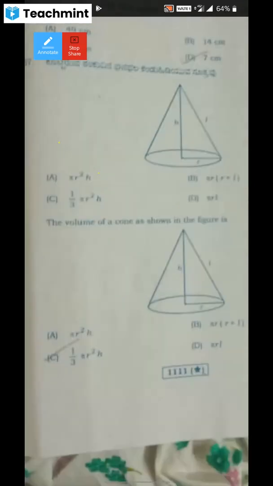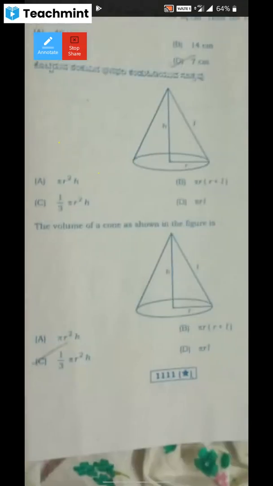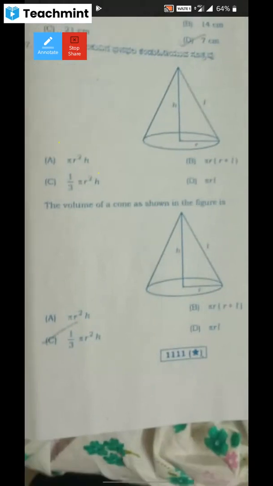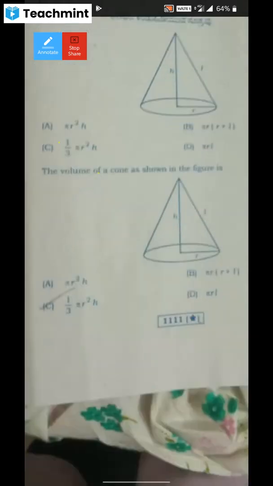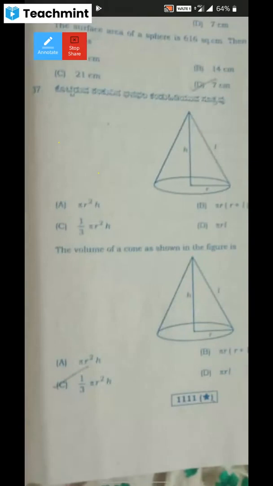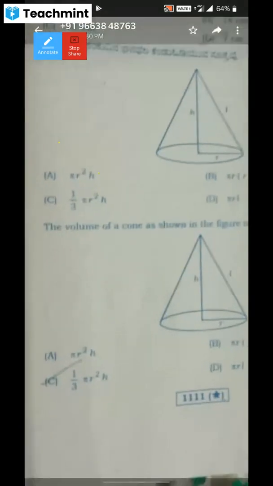So 37th, the volume of the cone as shown in the figure. The volume of the cone is 1/3 of the volume of the cylinder. The volume of the cylinder is pi r square h. So the cone is 1/3 pi r square h. So for the 37th question, option C, 1/3 pi r square h, is the right answer. Okay, next.